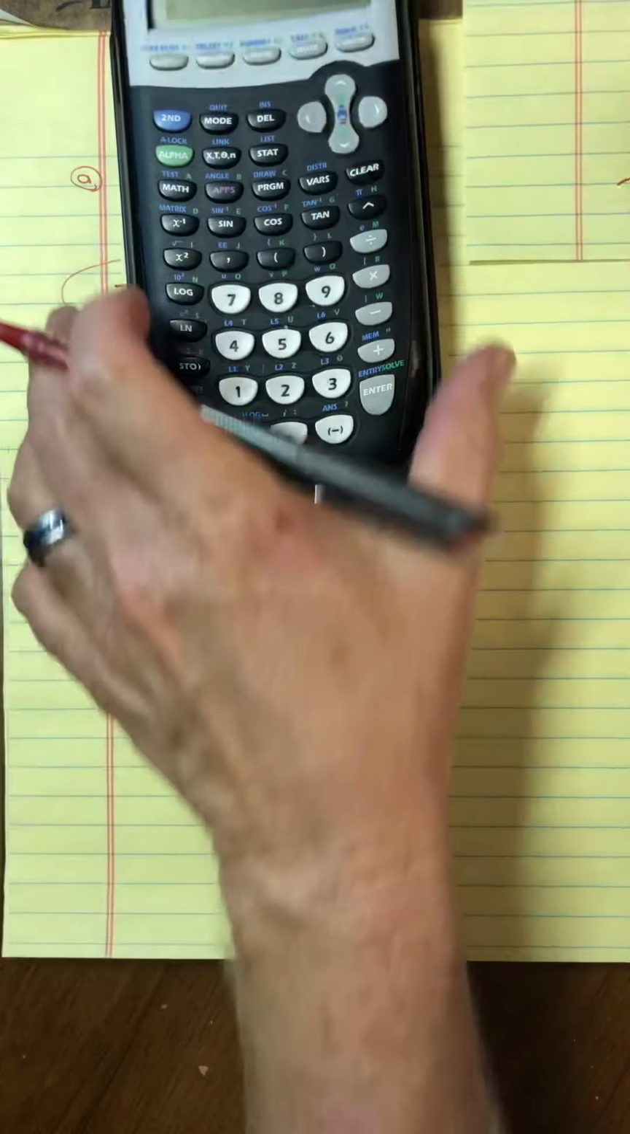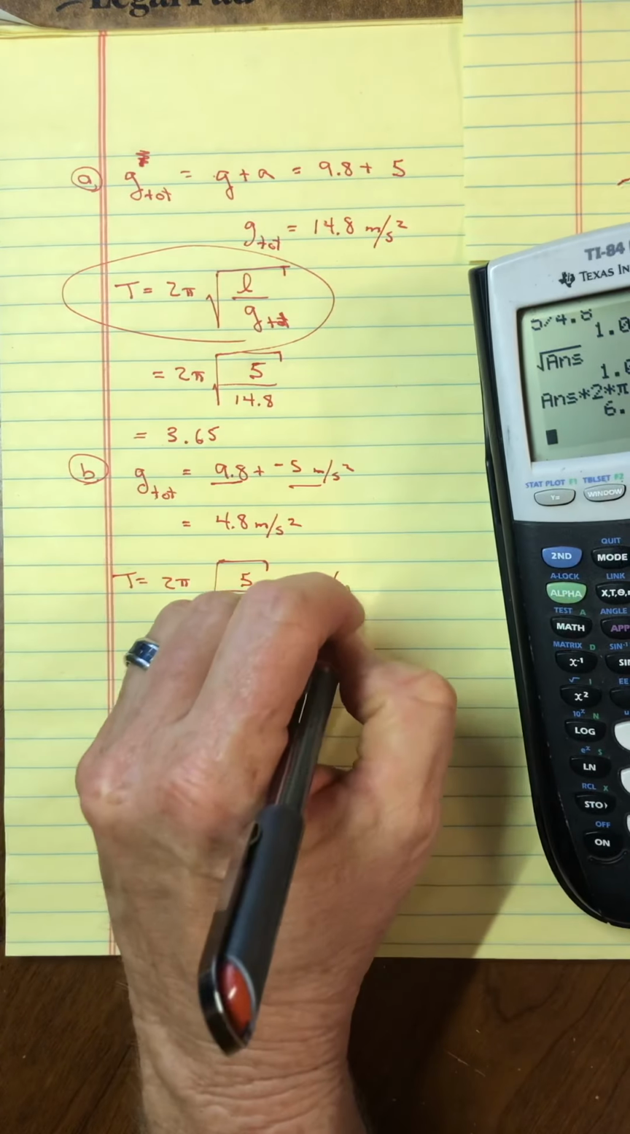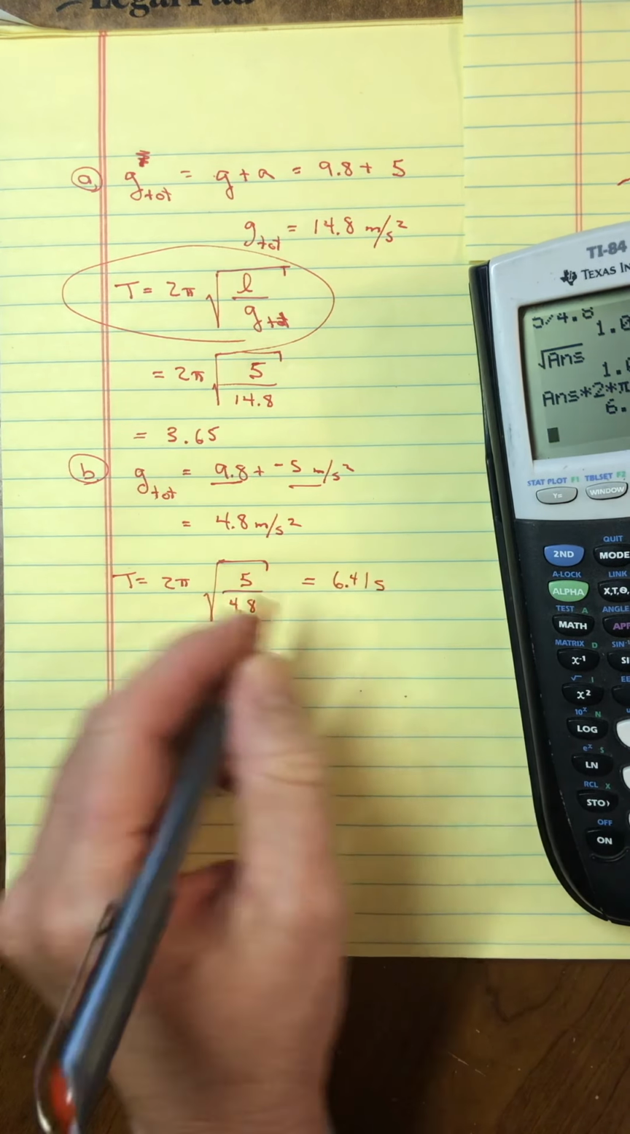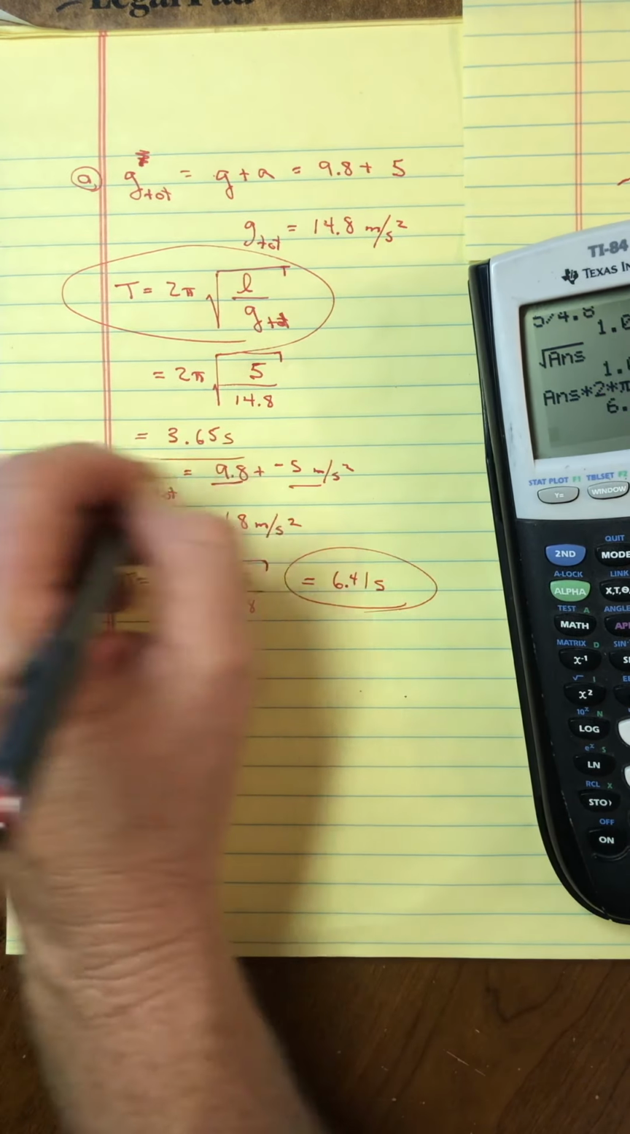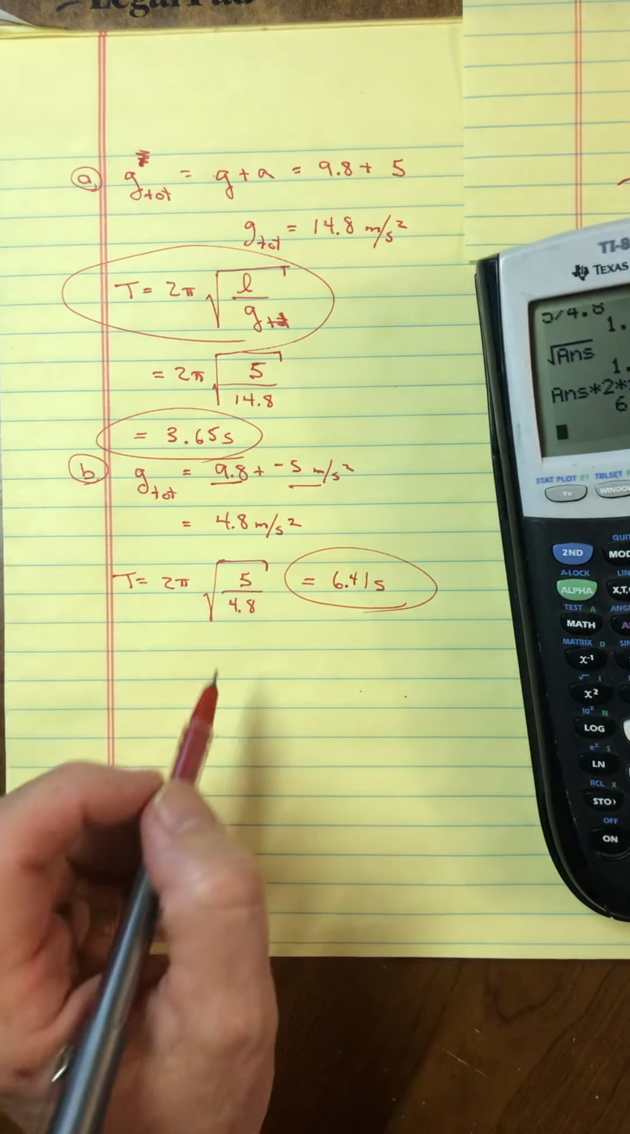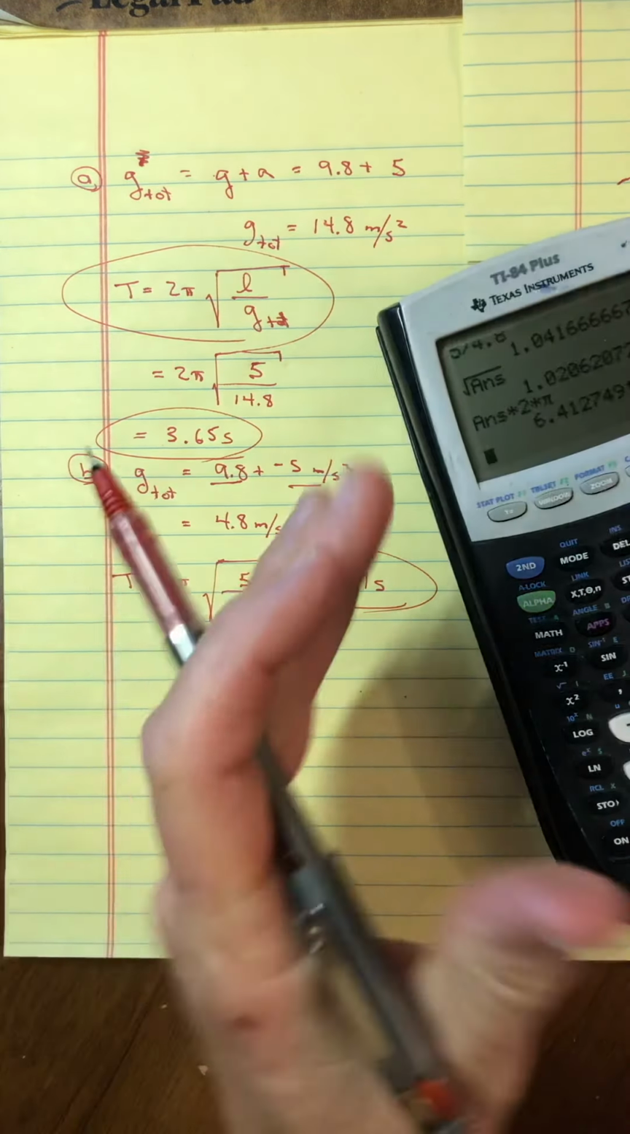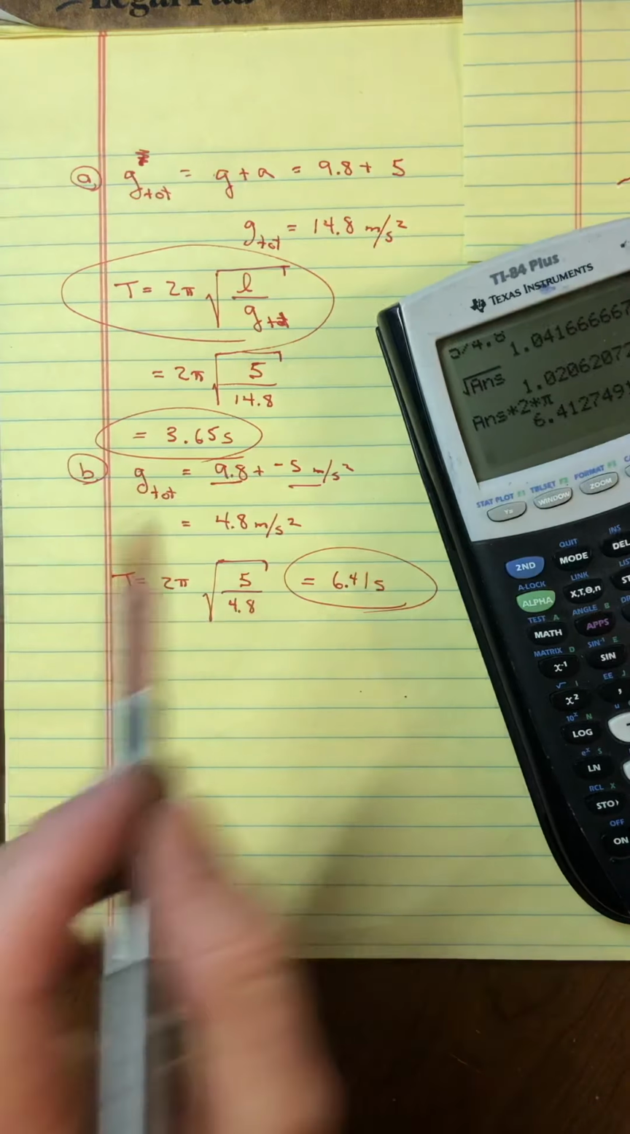And so the period is quite a bit bigger. It is 6.41 seconds. And I guess I should have put seconds up here. And it makes sense because we have less of an acceleration. We have less of a tug for this pendulum swinging back and forth.